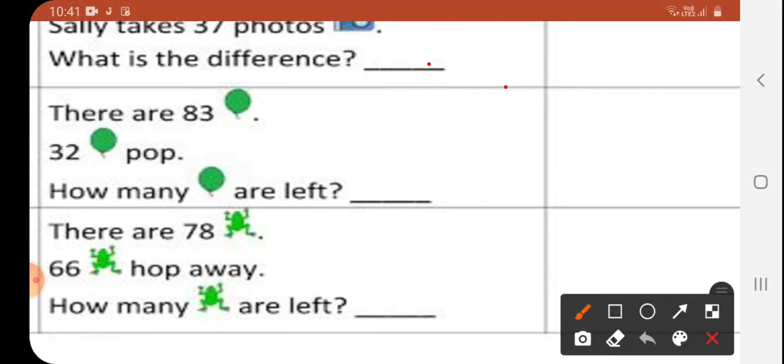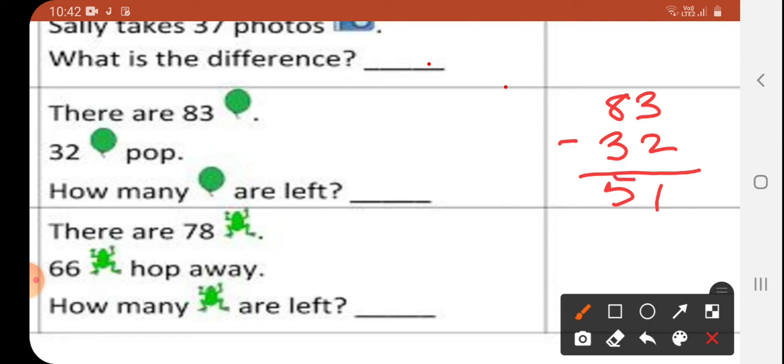There are 83 balloons, 32 balloons popped. How many are left? So, 83 minus 32. That is, 3 minus 2 will give you 1 and 8 minus 3 will give you 5.